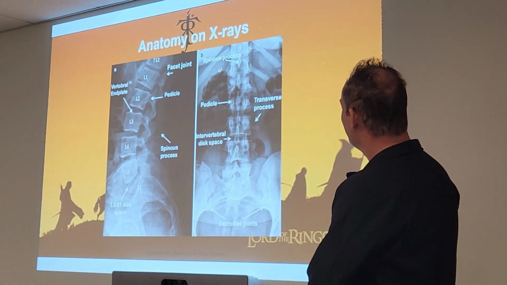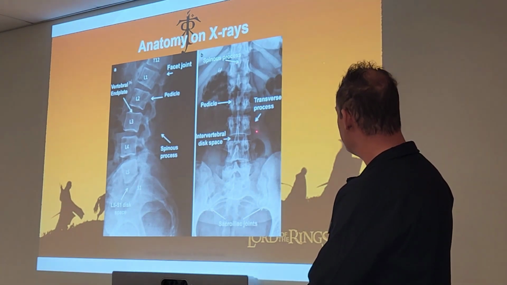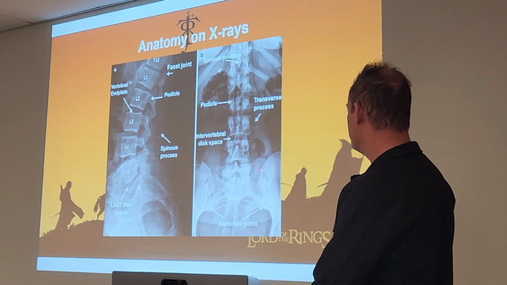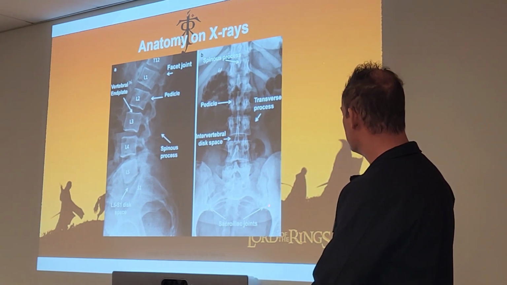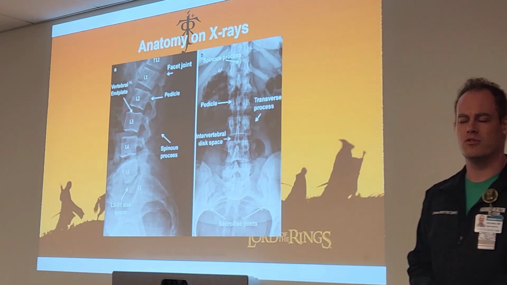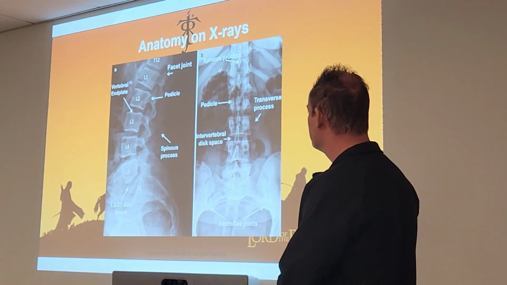Looking over here on the right, of course, we can still see those pedicles, spinous processes, transverse processes on the sides, disc spaces, and those sacroiliac joints down here on the bottom, which we'll do some specialized views for too as we move forward. Making sense so far? Nothing too crazy? Pretty straightforward? All right.